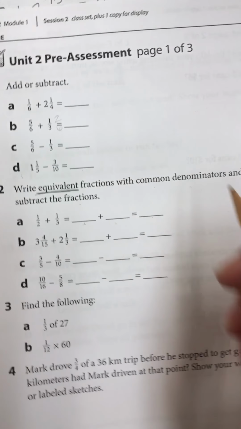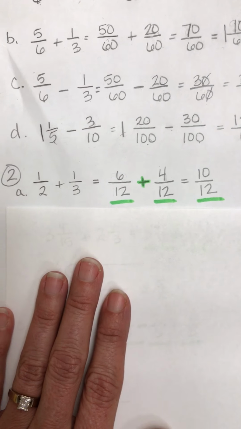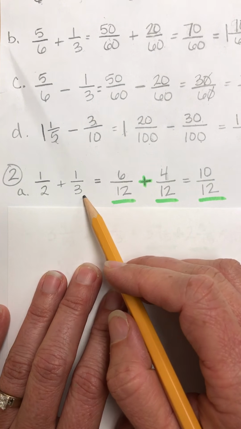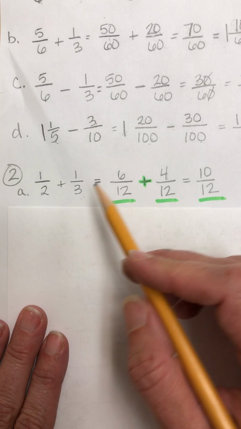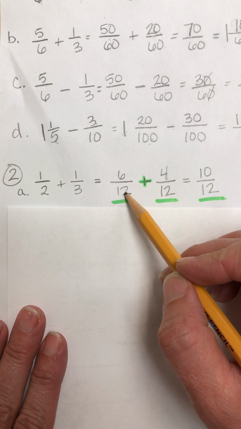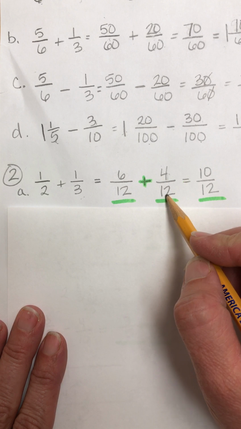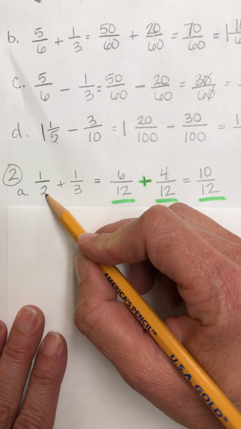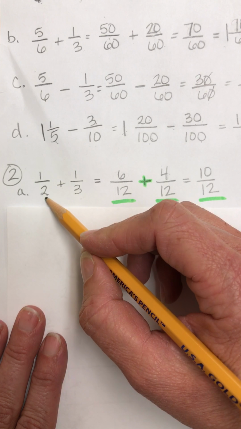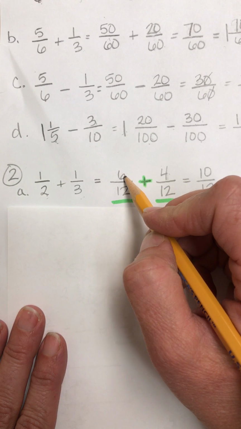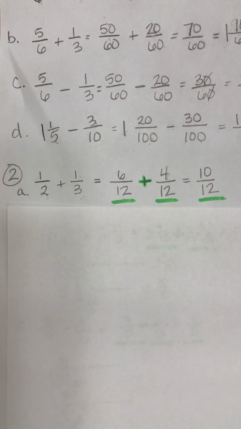So on number 2A, here I have 1/2 plus 1/3. I'm going to use time, I'm going to use hours. So 6/12 plus 4/12, because 1/2 of the hours on the clock is the same as 6 out of 12 hours, and 1/3 is the same as 4/12. So 6/12 plus 4/12 equals 10/12.